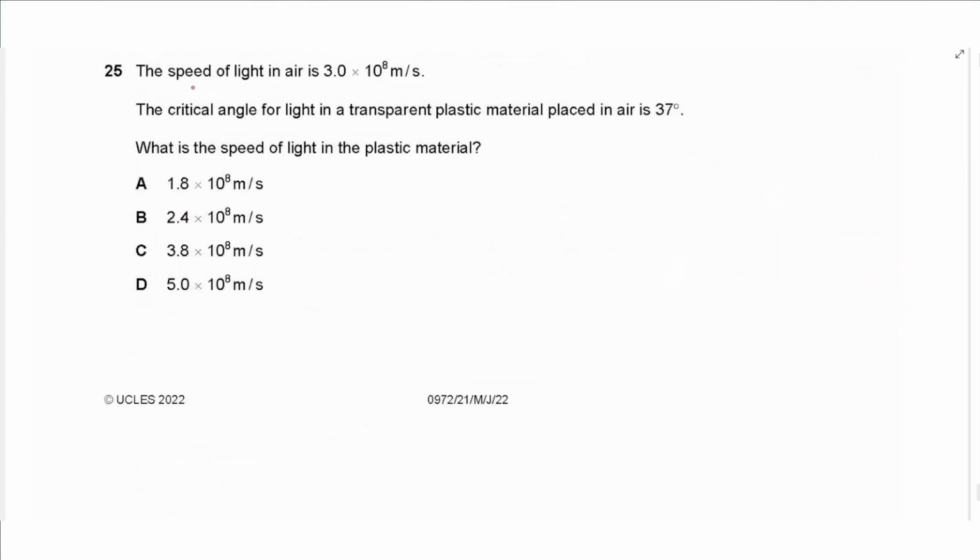Question 25 says the speed of light in air is 3 times 10 to the power of 8 meters per second. The critical angle for light in a transparent plastic material placed in air is 37 degrees. What is the speed of light in the plastic material? So we have two equations that include refractive index. Refractive index is equal to the speed in air over the speed in the other medium. So here it's plastic.